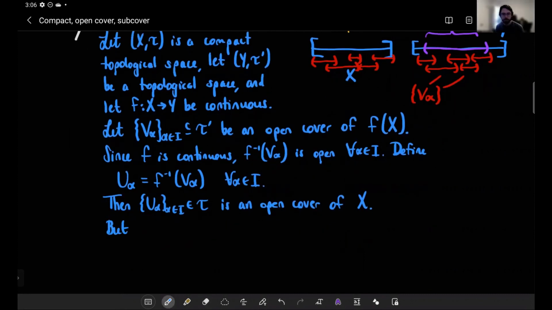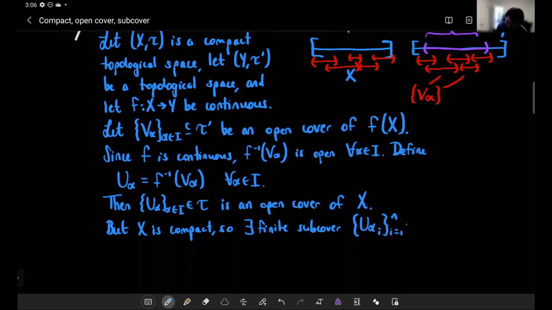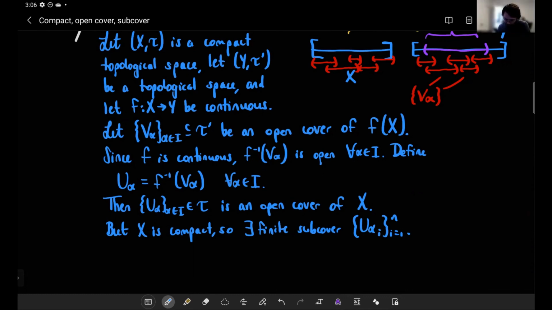Okay, so we have an open cover of X. What do we know about X? X is compact. And so any open cover has a finite subcover. And again, I'll just write it something like U sub alpha sub i. We'll say there are n sets, n being some positive integer. Okay, great. So I have some finite subcover.